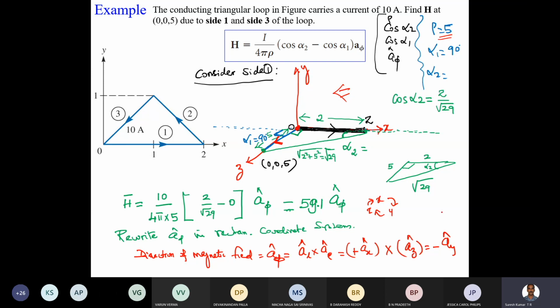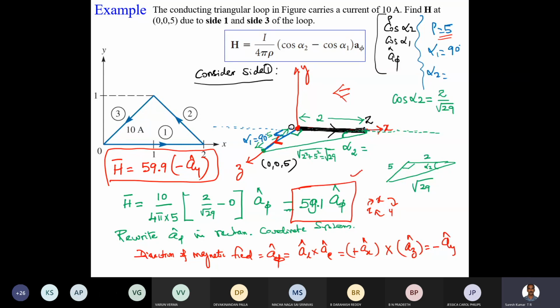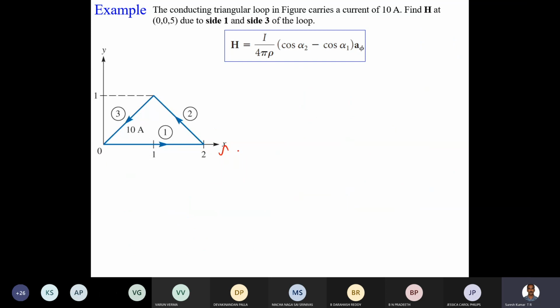Okay, so as the problem is given in the Cartesian coordinate system, you need to write the answer like H vector is 59.1 along minus Y direction. This is what I expected. Even this is correct, but this answer is in cylindrical coordinate system. You need to write it in the Cartesian coordinate system.